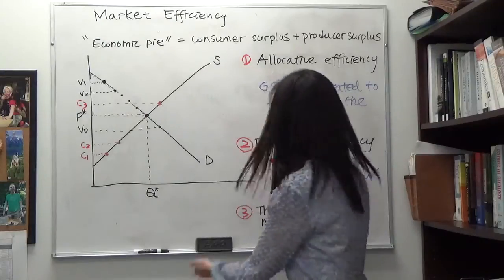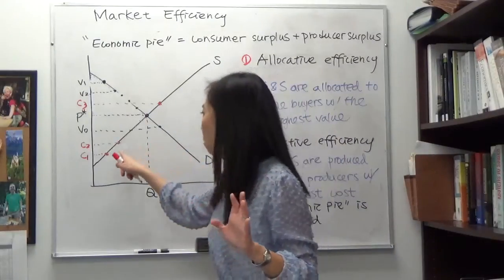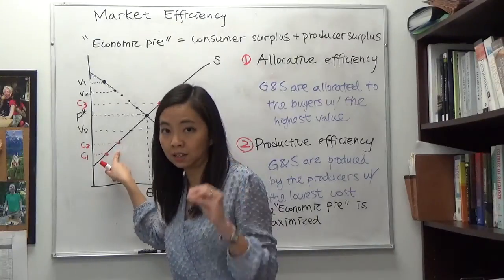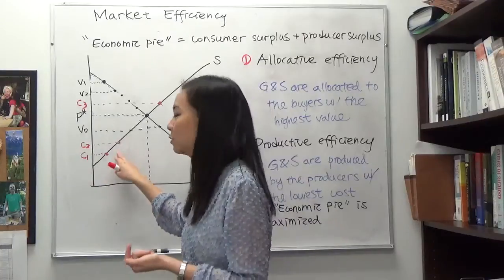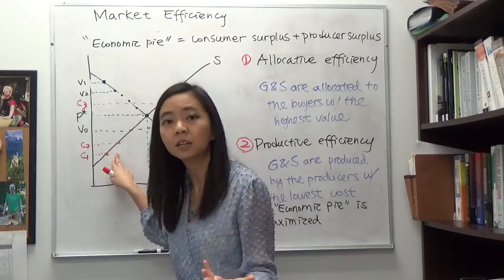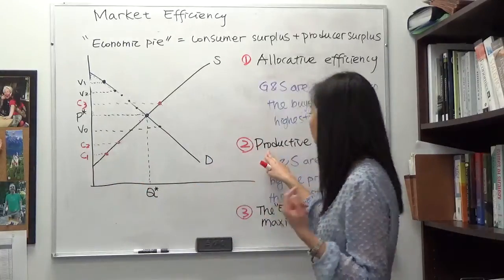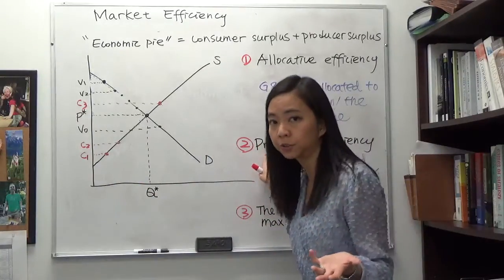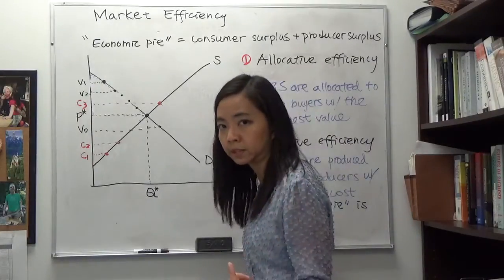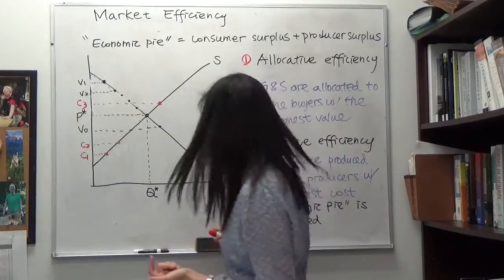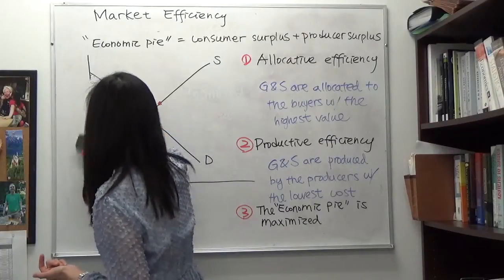And the reason why we want productive efficiency is this: we want the cost to be as low as possible. Think about it, that's better for the environment. You use fewer resources to produce the same good. You don't want to use a lot of resources and make it very costly. That's why productive efficiency is a good thing. And finally, the economic pie is maximized. So what is our economic pie? If you remember our consumer surplus and our producer surplus.